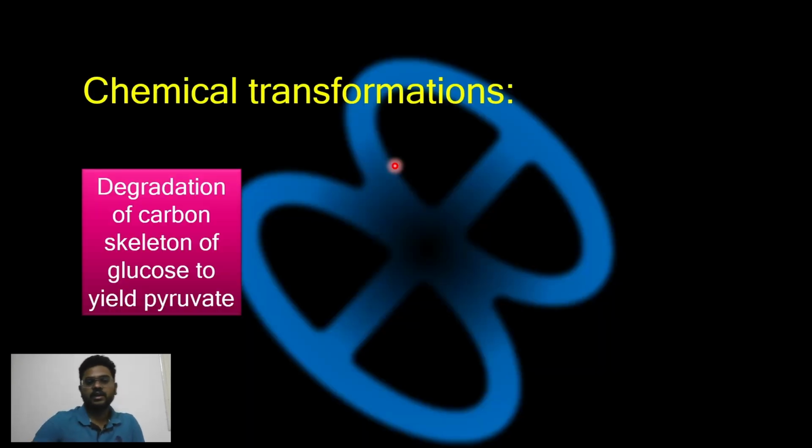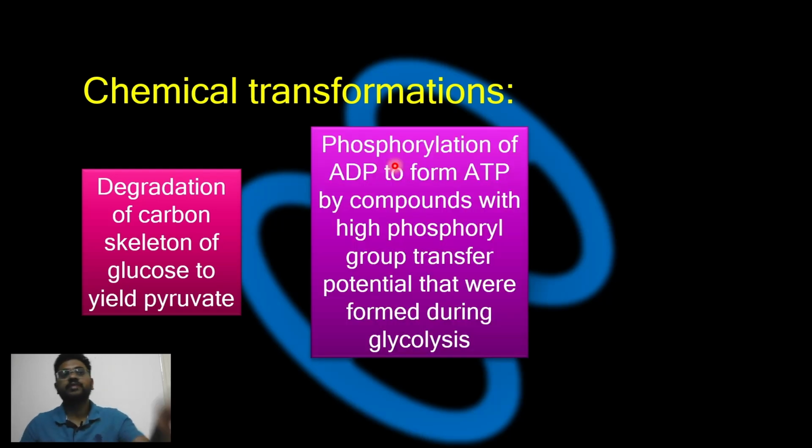So what are the chemical transformations that were very important here? First is the degradation of the carbon skeleton of glucose to yield pyruvate. That means splitting of the 6-carbon into 3-carbon. Next is phosphorylation of ADP to form ATP. How were we able to phosphorylate ADP? By creating compounds with high phosphoryl group transfer potential.